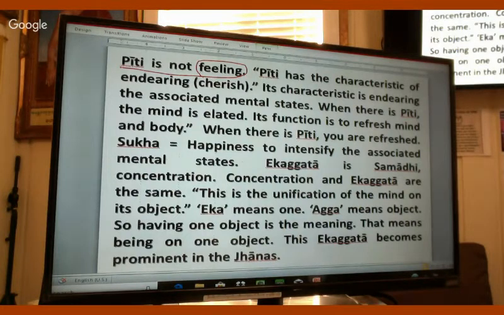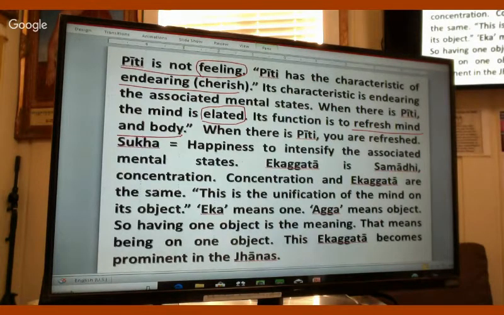So what is the characteristic of piti? It is pleasant, bubbly and relaxing, pleasant and endearing, cherished. Another meaning is that when there is piti, the mind is elated. The meaning is enjoyment, or interest. It refreshes mind and body. So the function of piti is to refresh your mind and body. That's why if you have piti, your mind begins to refresh.